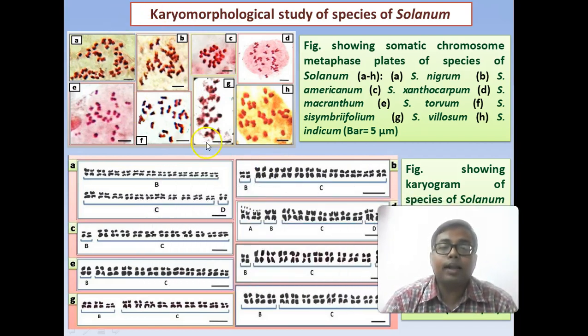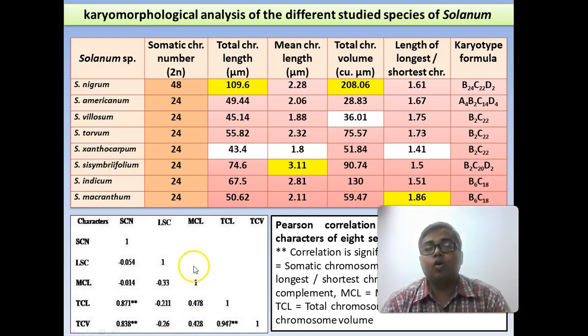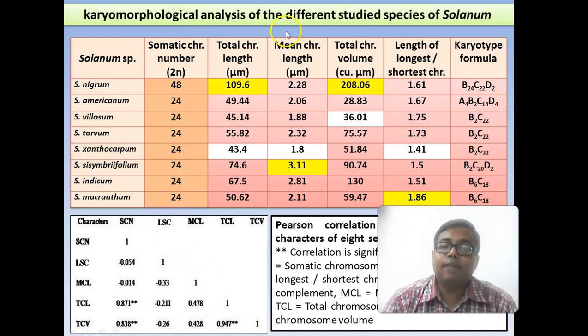Now these are the somatic chromosomes, that is 2n number of chromosomes of 8 selected plant species, and these are the microscopic views. Based on those microscopic views of karyotype, those karyograms of the 8 selected plant species, all the species are showing 24 chromosomes except Solanum nigrum, that plant showing 2n equal to 4x equal to 48 chromosomes. And based on those cytomorphometric data, this table is actually designed, and this table showing the somatic chromosome number.